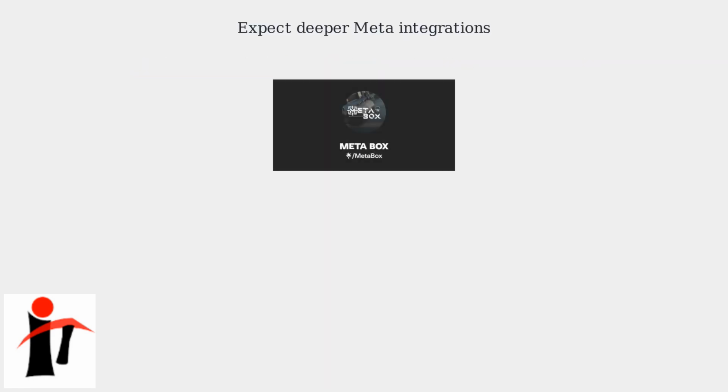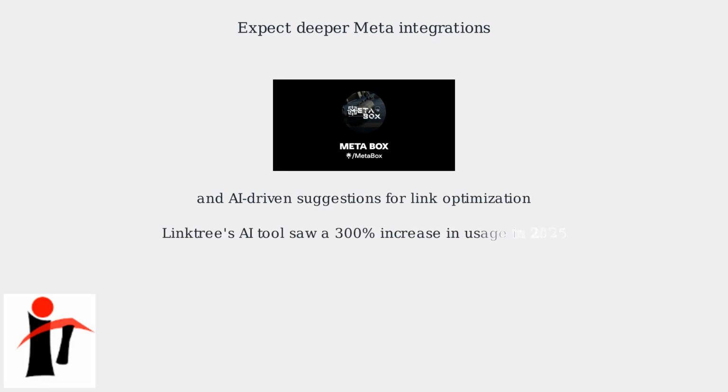Expect deeper meta integrations and AI-driven suggestions for link optimization in the future. Linktree's AI tool saw a 300% increase in usage in 2025, showing a trend towards automated cleanup.